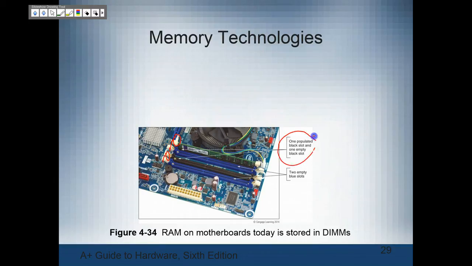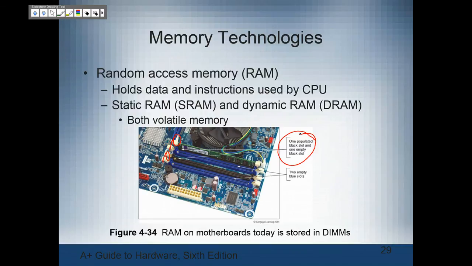Then this one has 1 populated black and 1 unpopulated, so it only has 1 DIMM installed in the system. RAM holds the data and instructions used by the CPU. SRAM, static RAM, and DRAM, dynamic RAM, are both volatile memory. Volatile memory means that when we turn the power off, the contents go away. It's differentiated from a USB stick, which you can take out and it keeps everything on it.